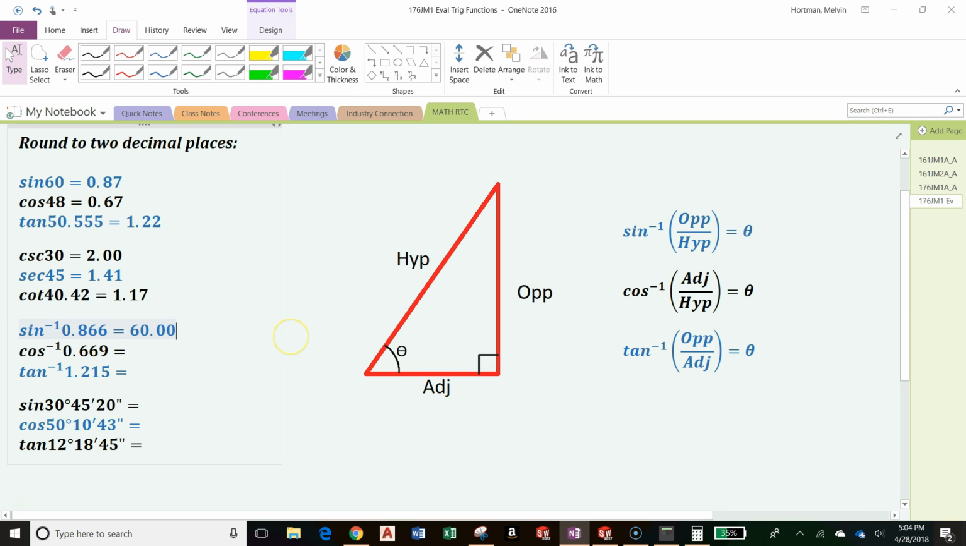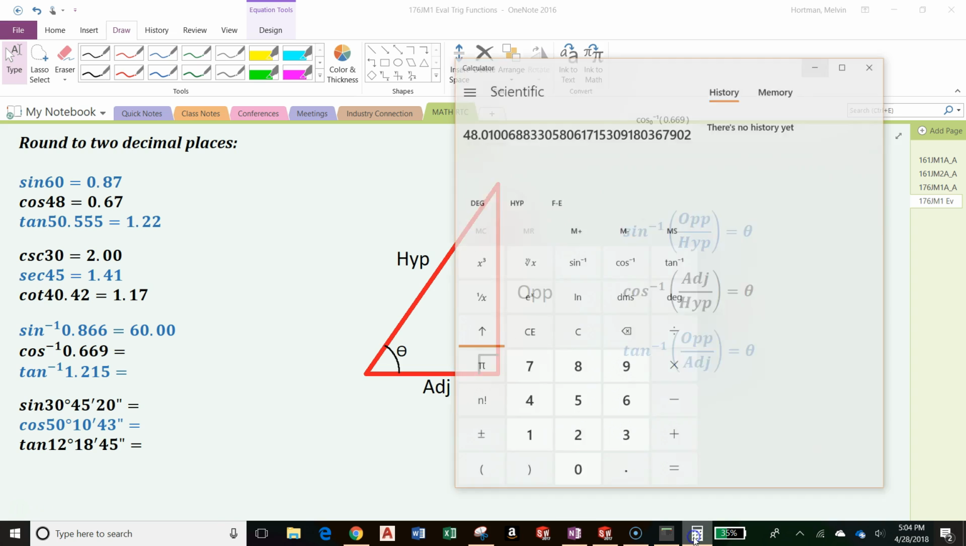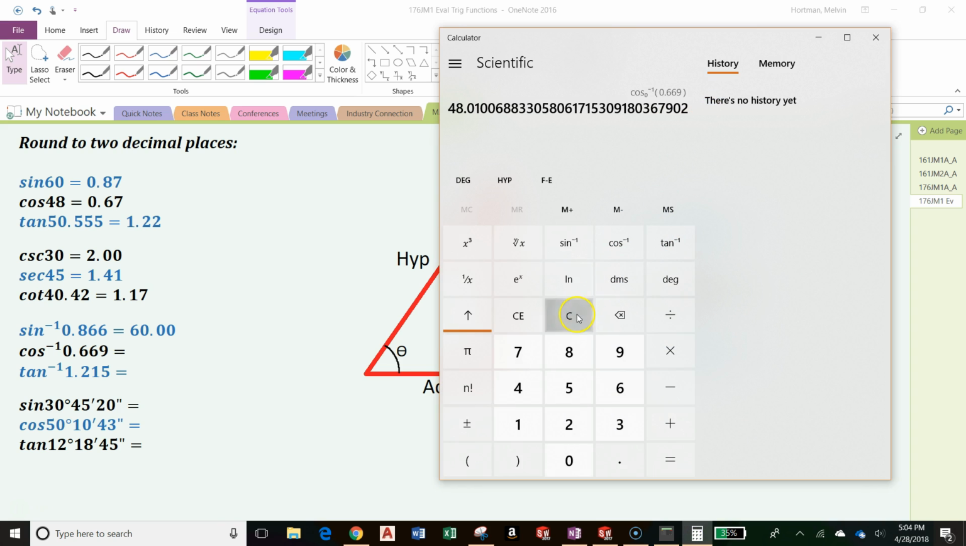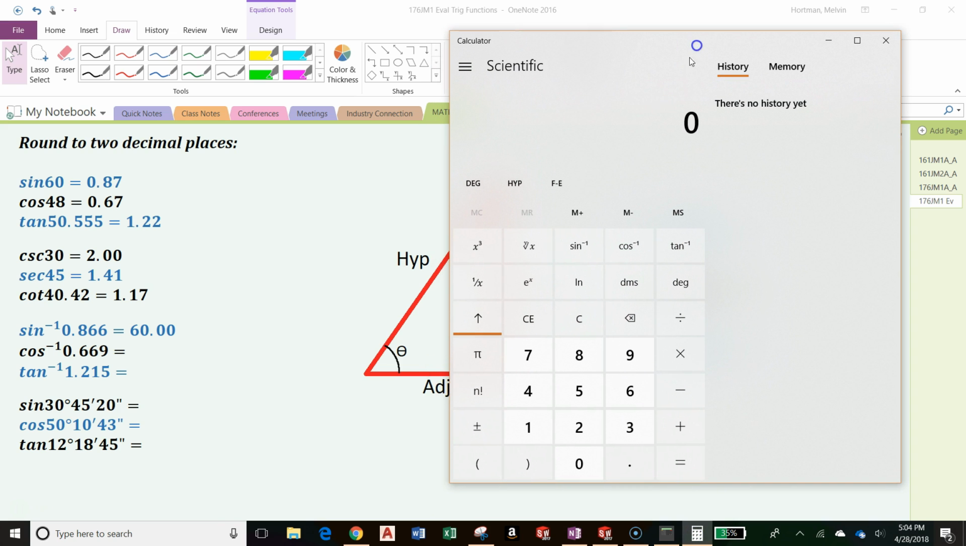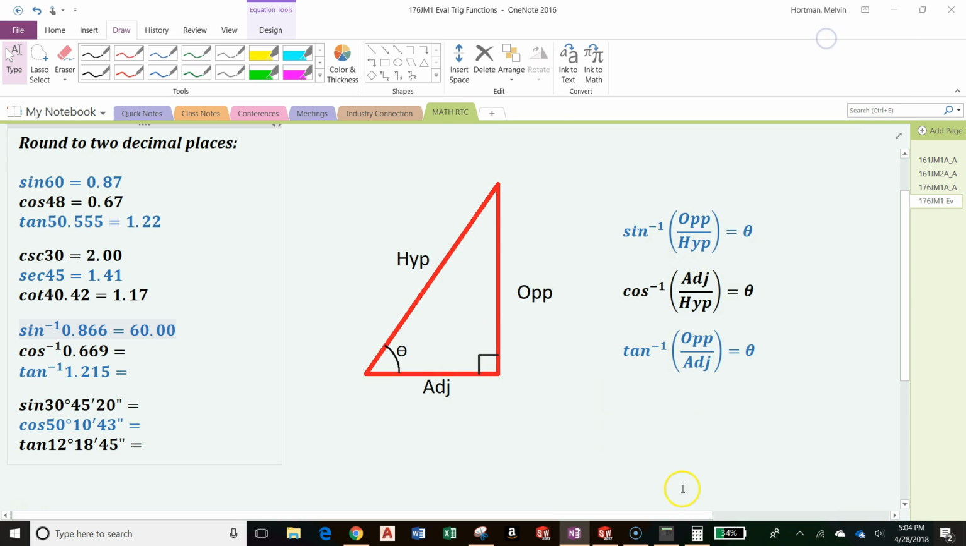So I'll type that in, and I'll also try it on my TI-36X Pro Lite calculator. On this one, I have to enter in the ratio value first of 0.866, and then press the second key and find the inverse sine button, and I get 59.997. That's the same answer. It rounds to 60 degrees. Now let's try another example.